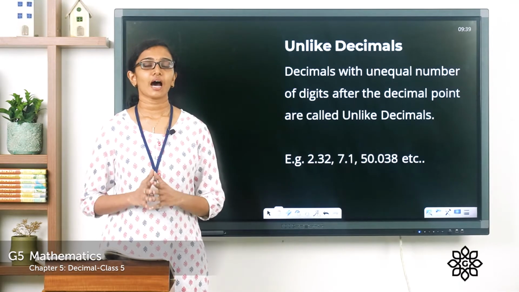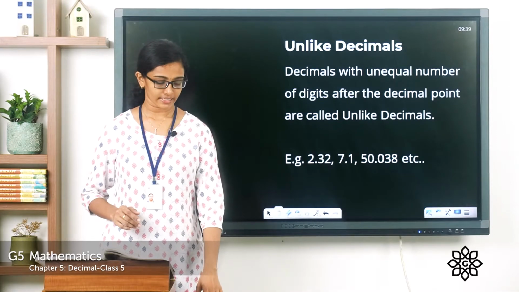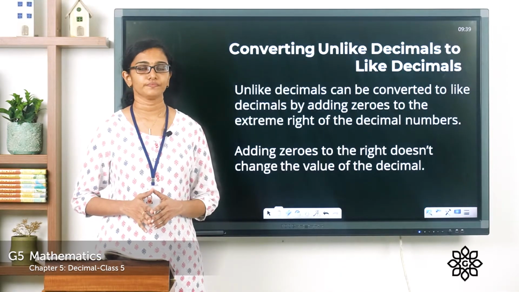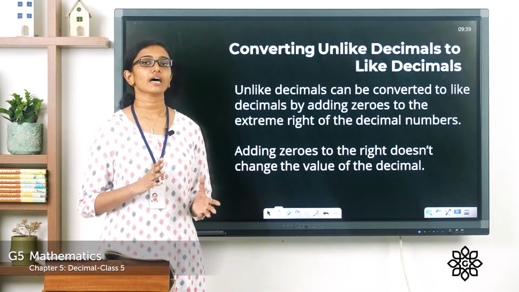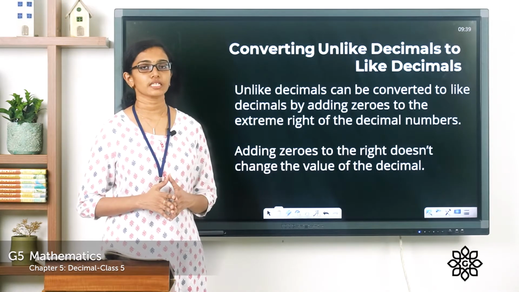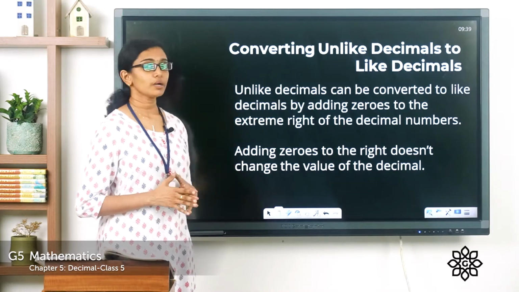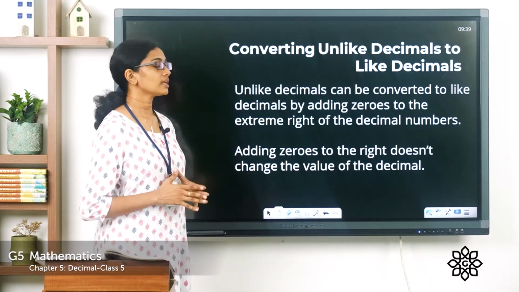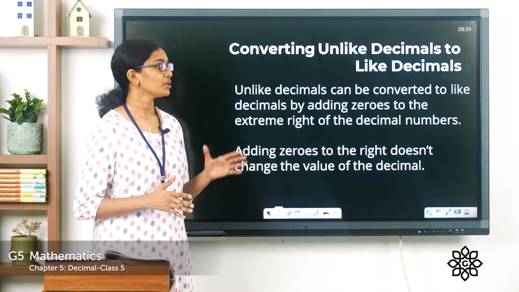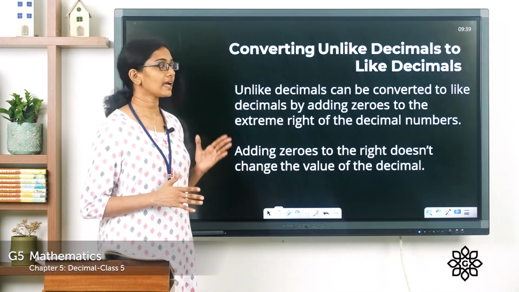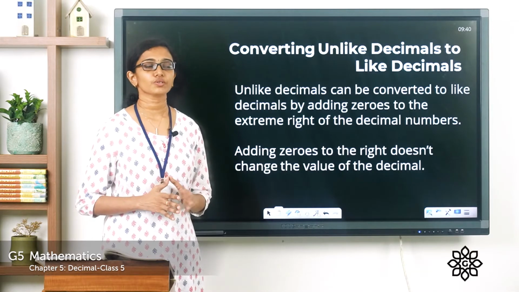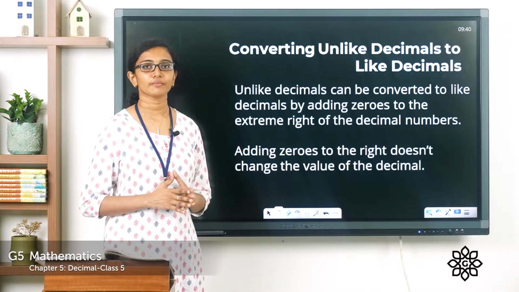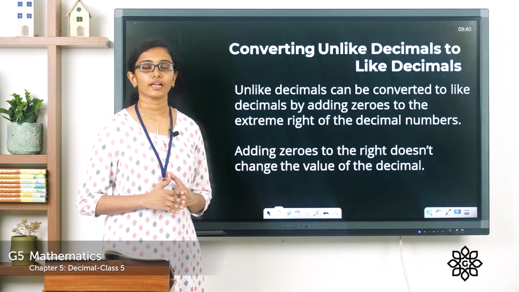Now let's learn how we can convert an unlike decimal to a like decimal. So what are unlike decimals? The decimal numbers which have an unequal number of digits after the decimal point. So to convert unlike decimals to like decimals, what you can do? You can add zeros to the extreme right of the given decimal number. Adding zeros to the extreme right of the given decimal numbers will not change their value.